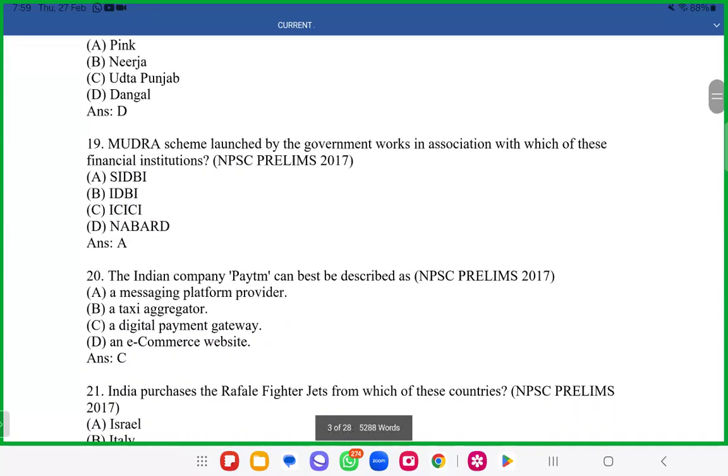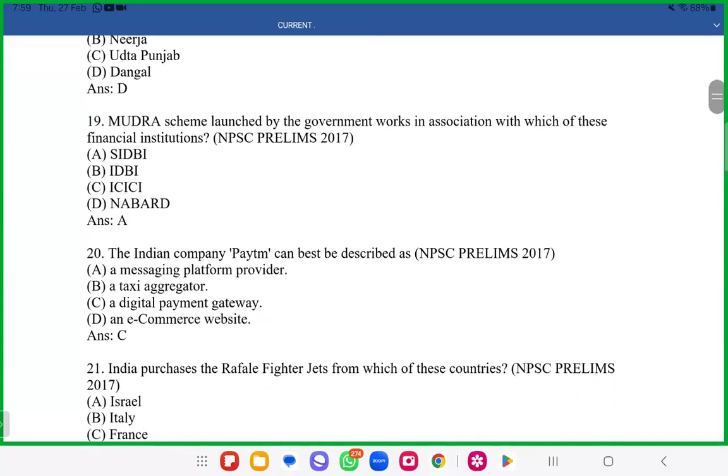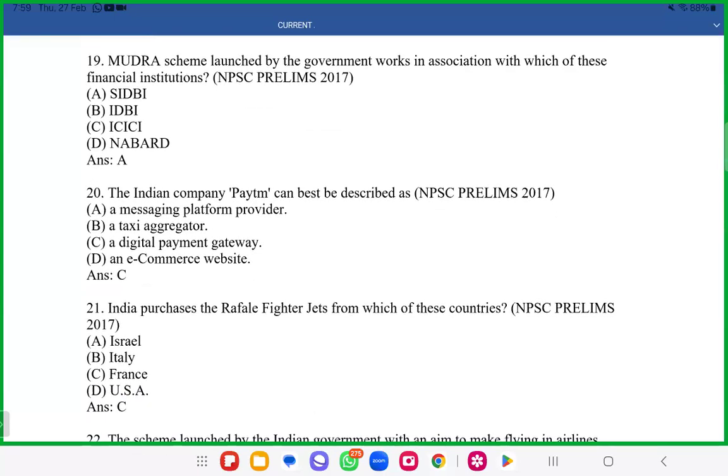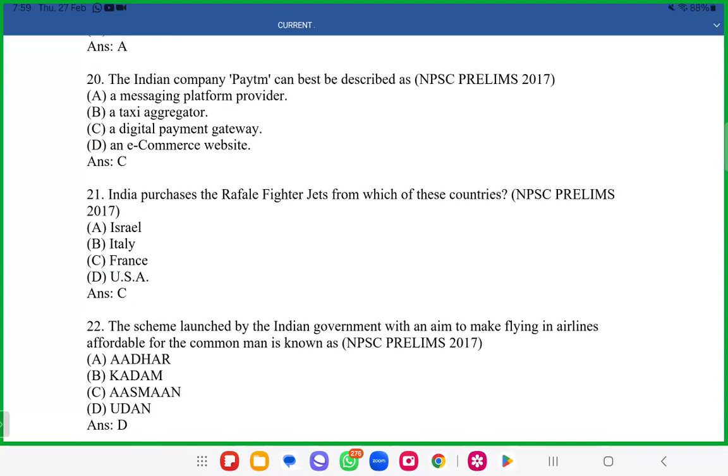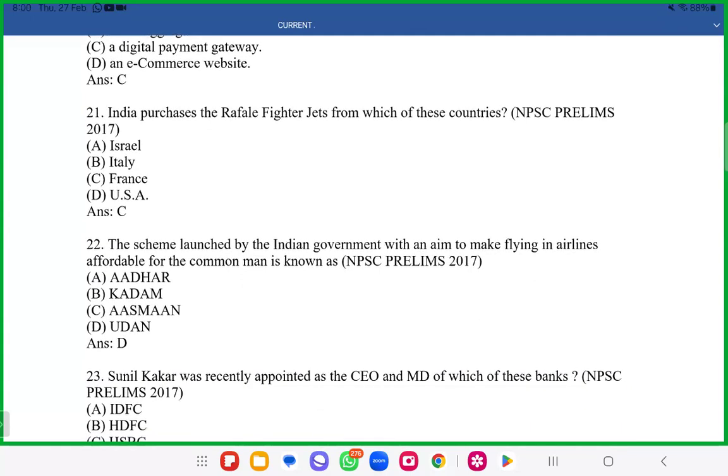What is India's rank? The Mudra scheme launched by the government works in association with which of these financial institutions? It will come under government schemes and programs. Then Indian company Paytm can be best described as, it will come under business and economy or government schemes and programs, but most probably business and economy. India purchased the Rafale fighter jets from which of these countries? It will come under national affairs, science and technology, or defense affairs. But we do not have a defense section, so it will come under international or national affairs or science and technology.